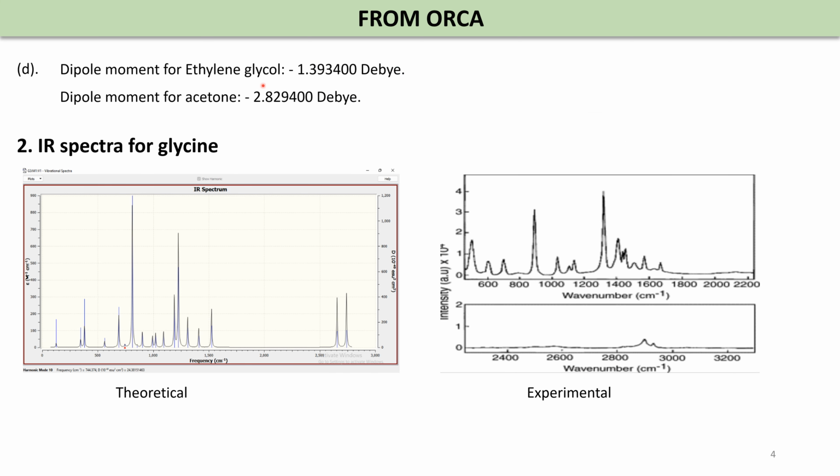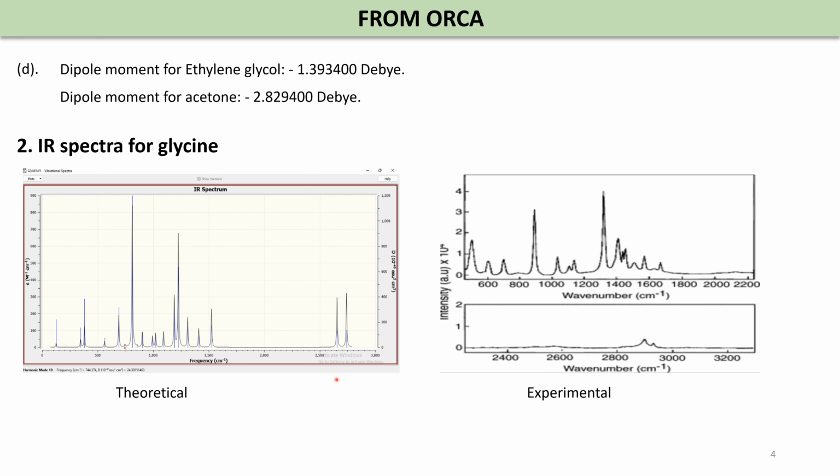And the dipole moment noted for ethylene glycol is minus 1.393400 Debye, and for acetone it is noted as minus 2.829400 Debye. And then we calculated the glycine IR spectra.